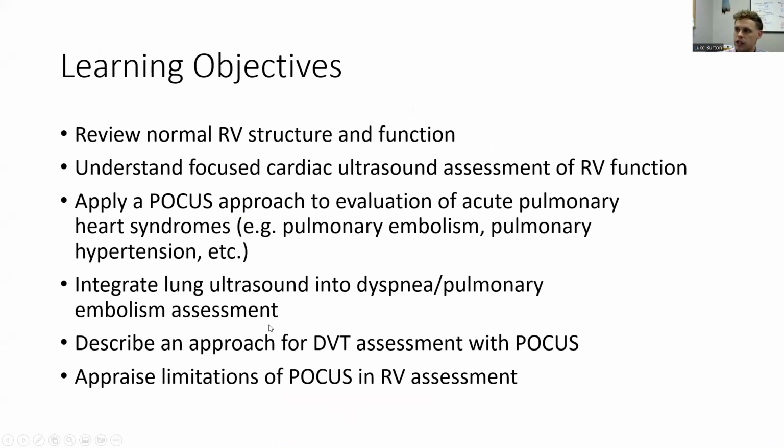All right, so the goal is to review normal structure and function of the right ventricle. We're going to talk about where a point of care approach will fit in assessing right ventricular function, and apply that more specifically to pulmonary heart syndromes. We'll also talk briefly about lung ultrasound and where that fits in this clinical setting. We'll briefly discuss DVT and the role of point of care assessment of that. And we'll talk about the limitations that we have with point of care assessment of the right ventricular function.